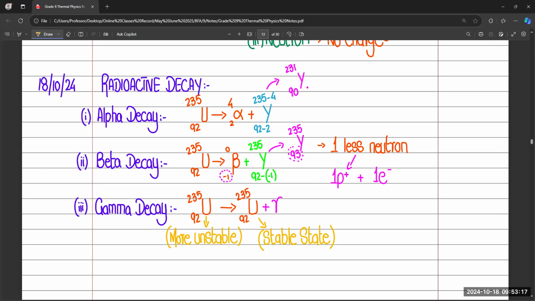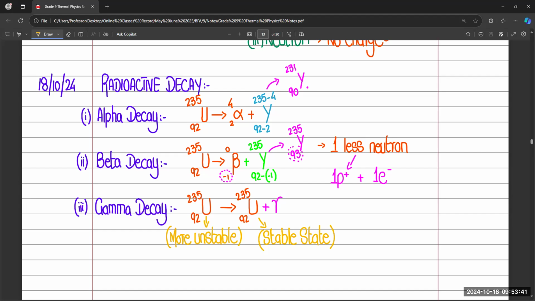Sir, can you repeat what you said again? Yes, when you are working with beta decay, what happens? The total mass you can see remains the same, 235, 235. So there is no change in the atomic mass, right? But we got a change in the proton number.